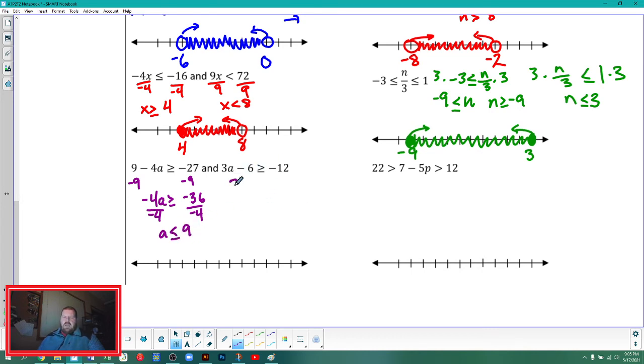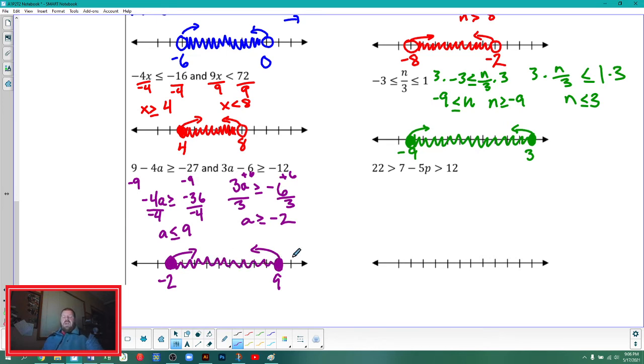On the other one, I have 3a, I'm going to add 6 to both sides, is greater than or equal to -6. Divide by 3 on both sides, and I get a is greater than or equal to -2. So for the first one, I have a is less than or equal to 9. That's a closed circle, shaded to the left. A is greater than or equal to -2 is a closed circle at -2, and shaded to the right. Shade the overlap. The only answers that matter are the intersection of those two, or where they're both true.